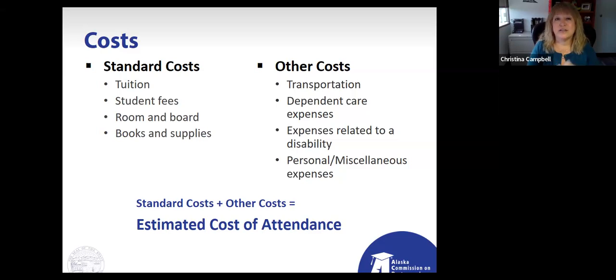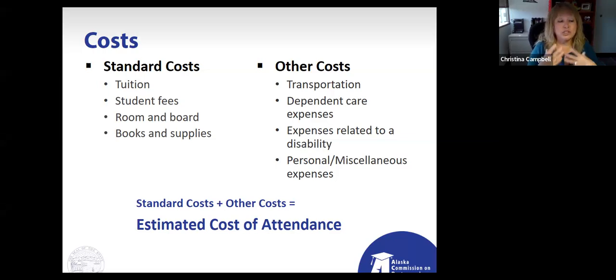These are all pretty standard costs that everyone's going to have to pay when they go to a college or training program. The other costs include transportation costs. If they're going to a college on the other side of the country, they have to fly there, they have to fly back. These other incidental costs are, believe it or not, taken into consideration, as are dependent care expenses if they have a child, expenses related to a disability, and personal and miscellaneous expenses.